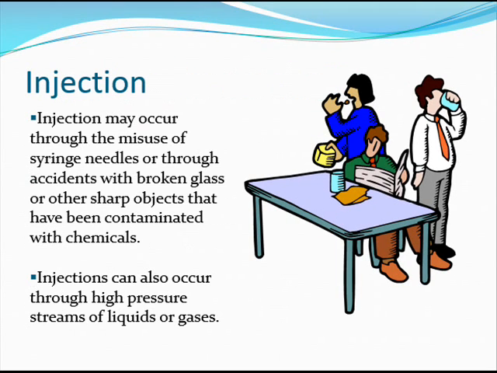Injection. Injection may occur through the misuse of syringe needles or through accidents with broken glass or other sharp objects that may have been contaminated with chemicals. Injections can also occur through high-pressure streams of liquids or gases.